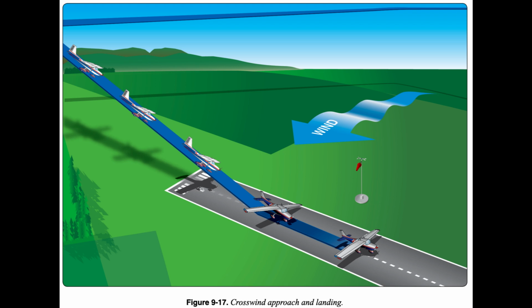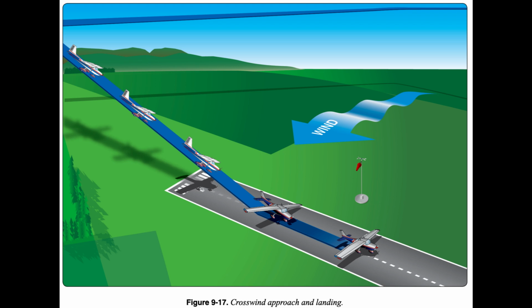To correct for strong crosswind, the slip into the wind is increased by lowering the upwind wing as needed. As a consequence, this results in a greater tendency of the airplane to turn. Since turning is not desired, considerable opposite rudder is applied to keep the airplane's longitudinal axis aligned with the runway.